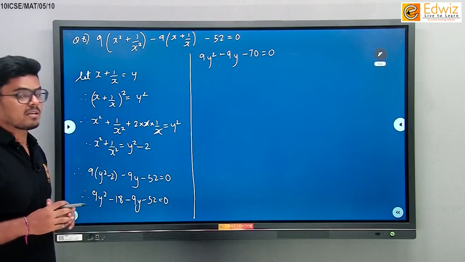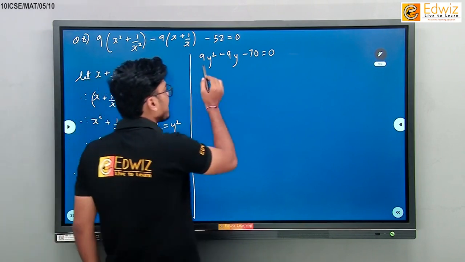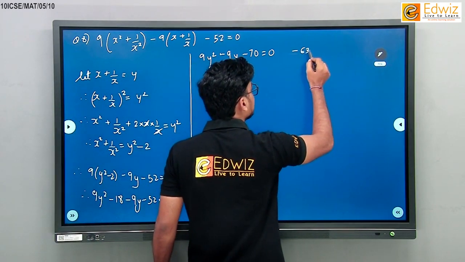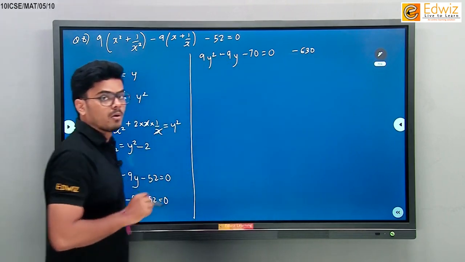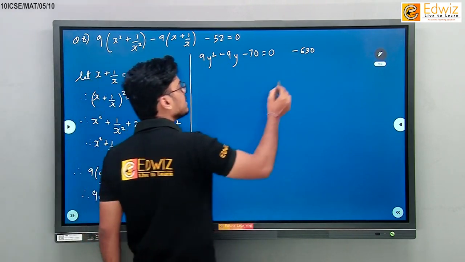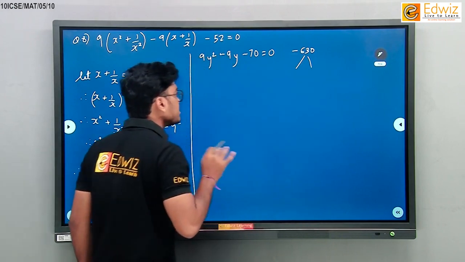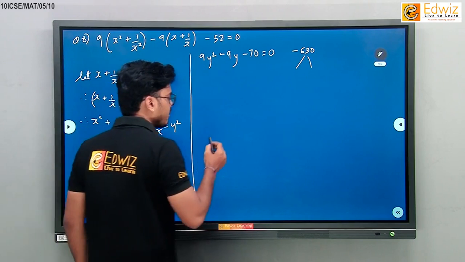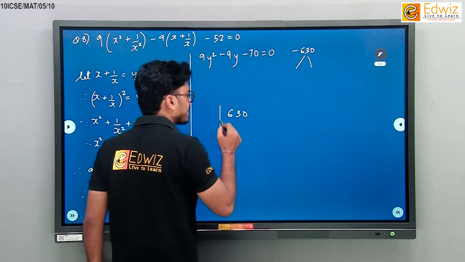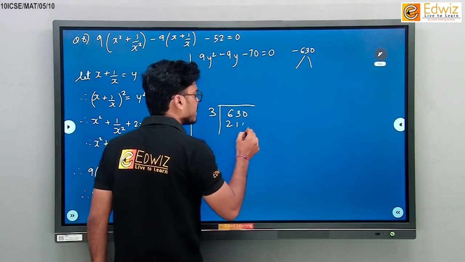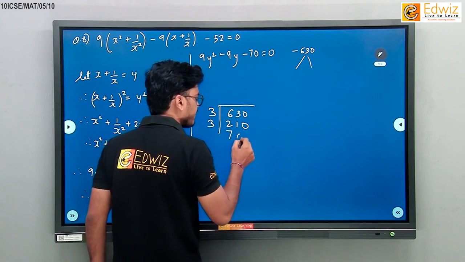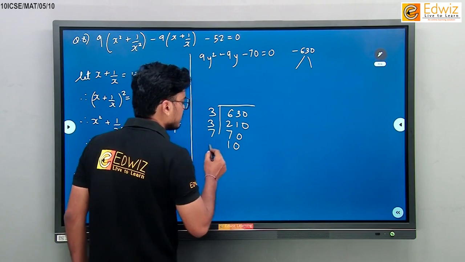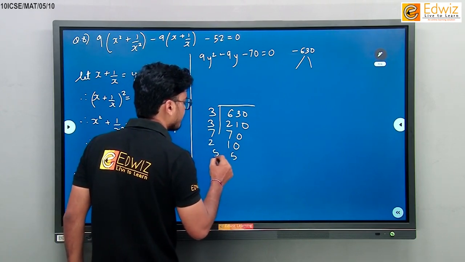Now we need to solve this equation. How do we do it? By factorization method, 9 into 70 is 630, and the sign will be negative. We need to factorize minus 630 in such a way that the difference between the factors will be minus 9. So let us do the factorization of 630. If we start with 3, it is 210. Again with 3 it is 70. Again with 7 it is 10. Then 2 fives are 10, 5 ones are 5.